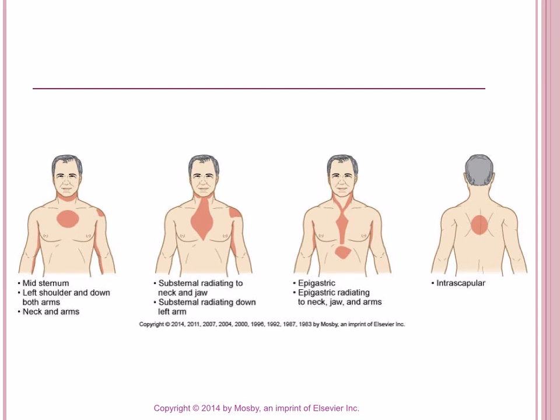This is the slide which shows where the pain can radiate to. There is mid sternum pain going to the left shoulder and down both arms, and to the neck and arms. Substernal pain radiates to the neck and jaw, and substernal pain also radiates down the left arm. There is epigastric pain radiating to the neck, jaw and arms, and pain between the shoulder blades, which is interscapular. These are all the regions where pain can be noticed during angina.